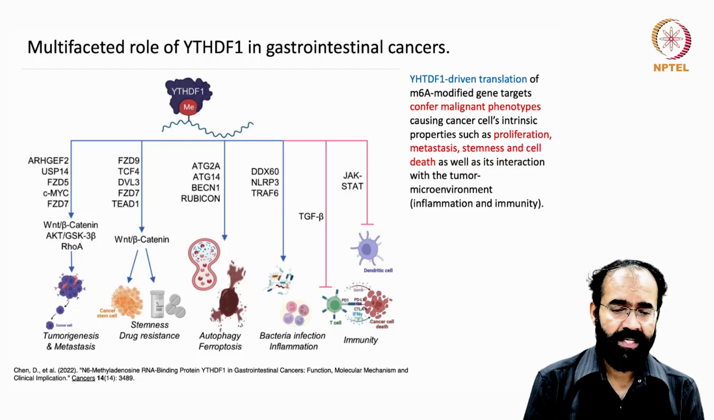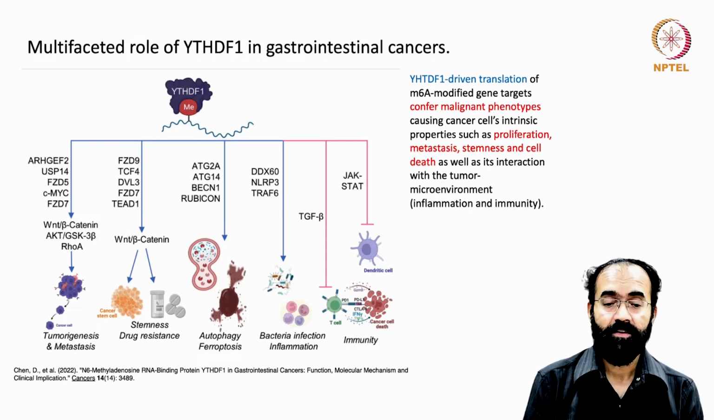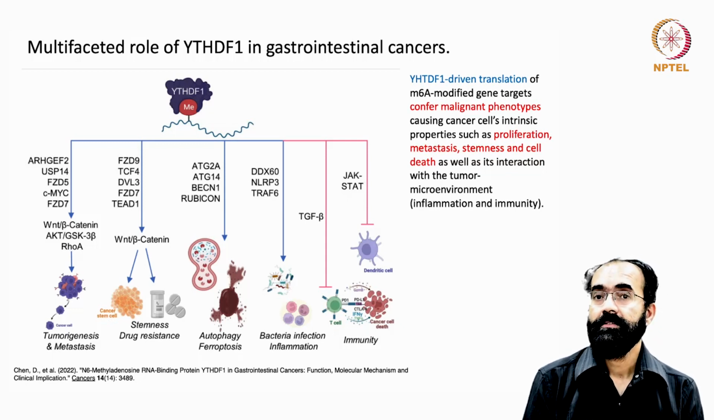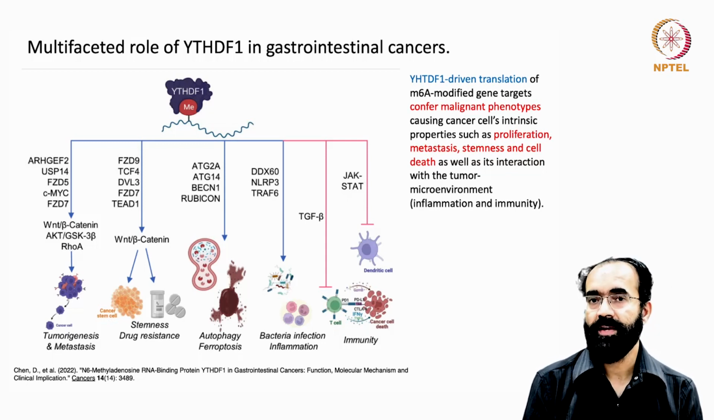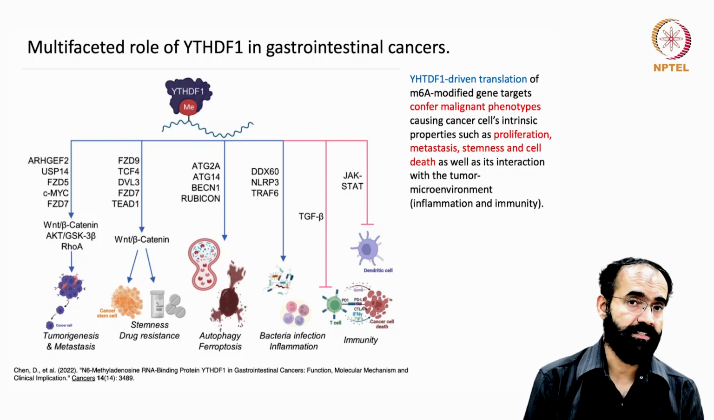Another example is that FZD9, TCF4, DVL3, FZD7, TEAD1, these proteins have this methylation and it is detected by the YTH domain family containing protein, that is YTHDF, which means YTH domain family protein. So they can stabilize the Wnt beta-catenin and can lead to stemness and also drug resistance in case of various cancers. Stemness here, what we are referring to is cancer stem cells.